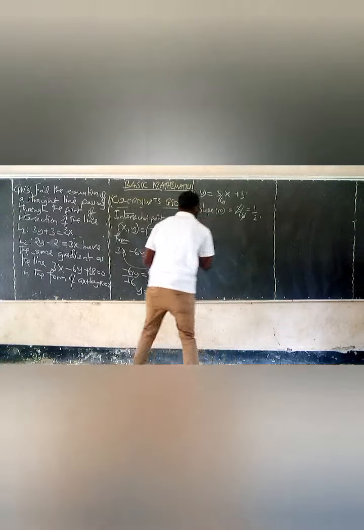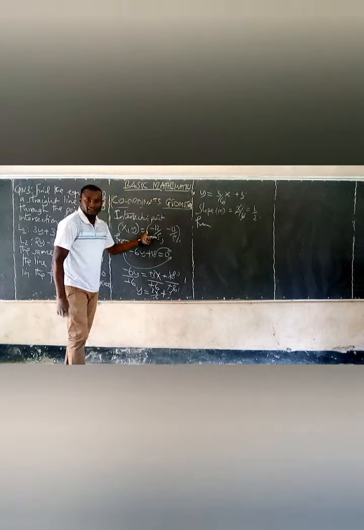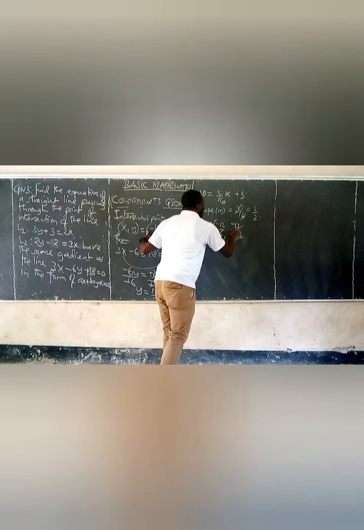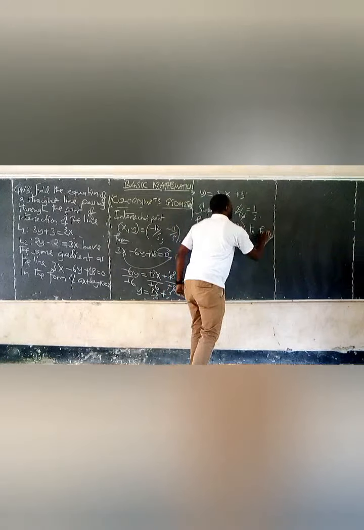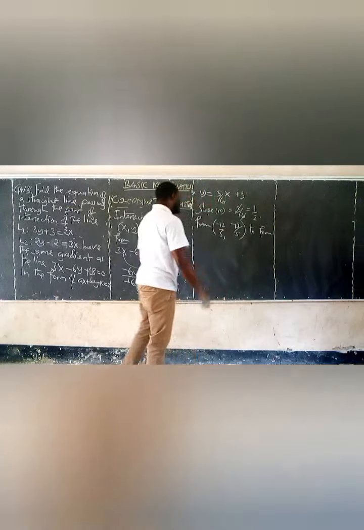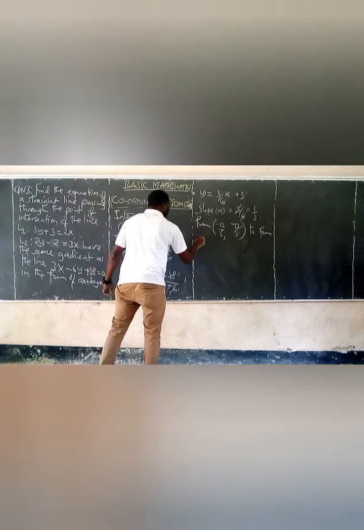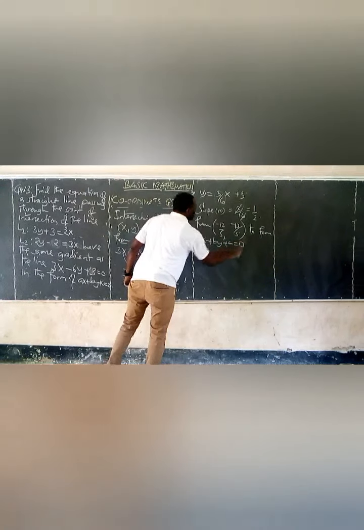Then we take the point of intersection, which is negative 12 out of 5, comma, negative 13 out of 5. This way, to form the equation of the line, to form ax plus by plus c is equal to 0.